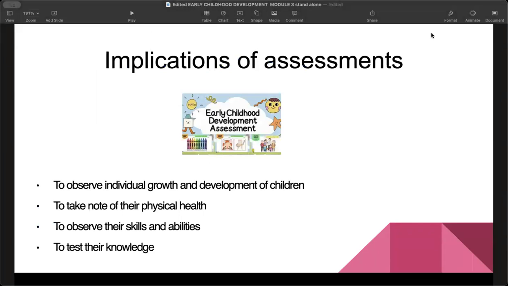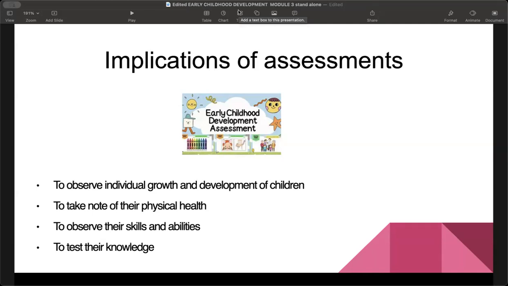Okay, implications of assessment. So what would us assessing the children imply? Basically, we're saying that it is to observe individual growth and development of children, to take note of their physical health, to observe their skills and abilities, and to test their knowledge.